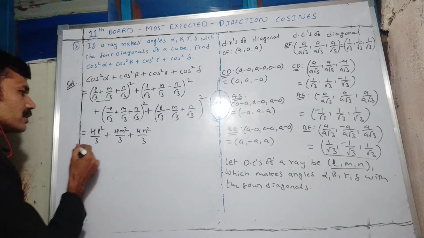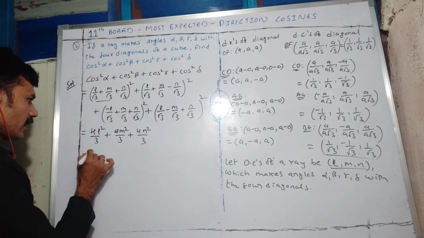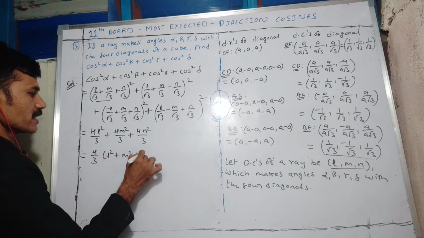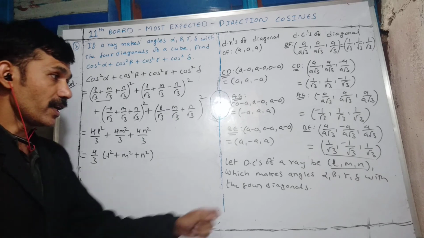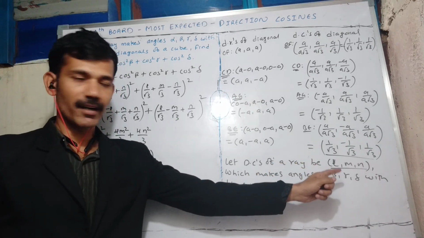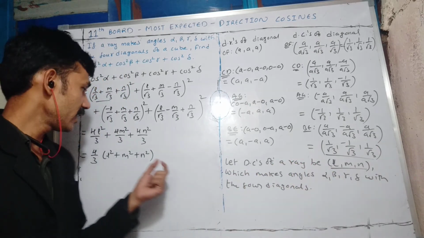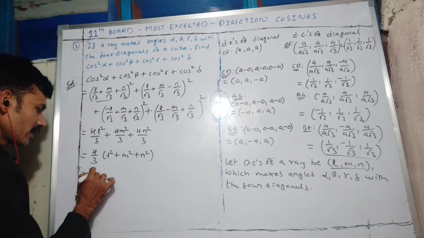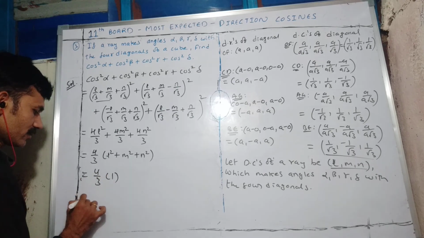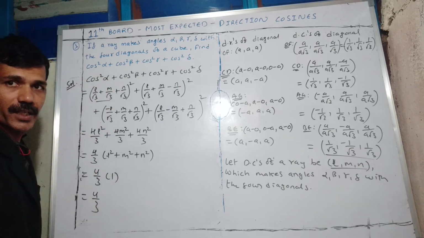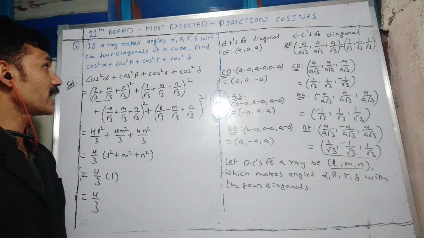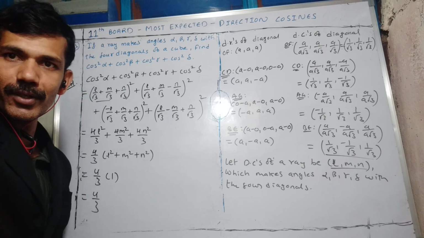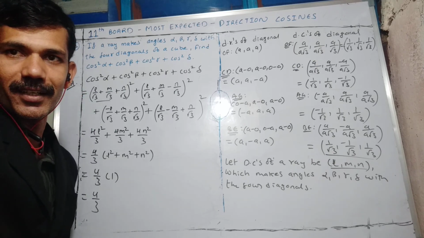Okay. Now see what we can do. We can take 4 by 3 common. So L square plus M square plus N square. See, when L, M, N are the direction cosines of a line, then L square plus M square plus N square is unity. So what you will get? 4 by 3 times 1. So what is the value of cos square alpha plus cos square beta plus cos square gamma plus cos square delta? It is nothing but 4 upon 3. Okay. We have to solve like this.